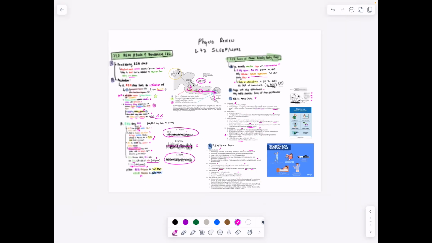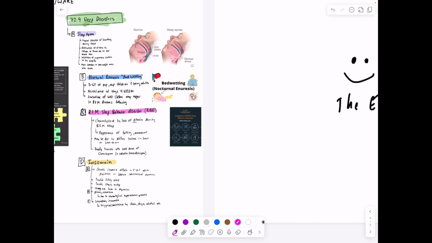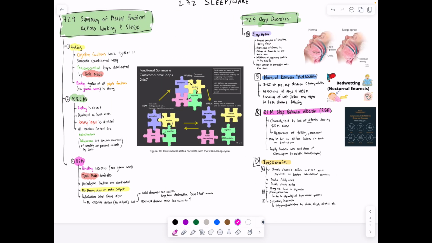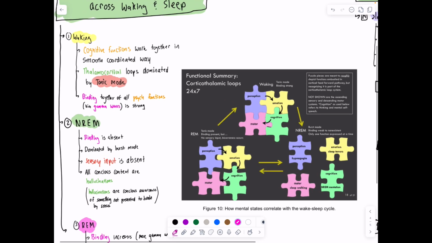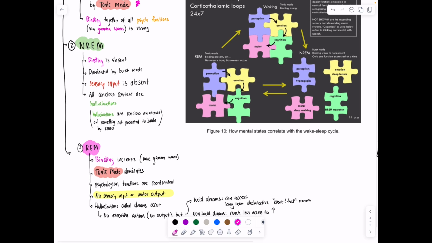All right, cool. So yeah, that was a lot, and we're on our last page, so we're just about done. So just a quick summary of mental function across waking and sleep. Waking, cognitive functions work together in a smooth, coordinated way. The thalamocortical loops are dominated by tonic mode. Hopefully, that's one of the few things we get from this. Waking, tonic mode. REM, tonic mode. Non-REM, burst mode. Got it. Free question on an exam, hopefully.